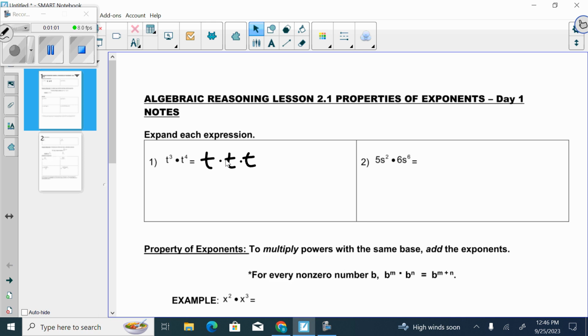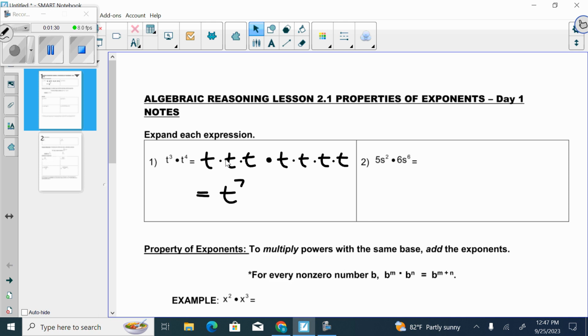All right, then it says times t to the fourth. What does t to the fourth mean? T times T times T times T. That's a lot of T. All right, so here, how many t's do we have altogether if you count them up? 7. So I would have t to the 7.